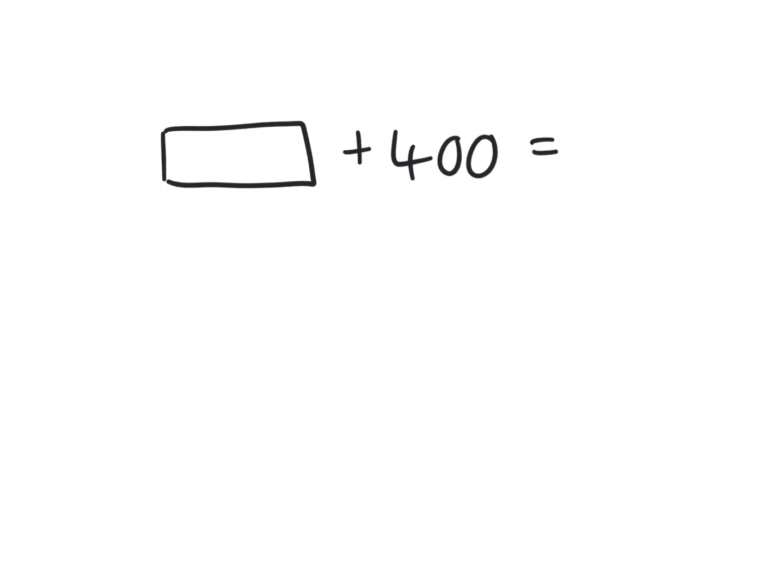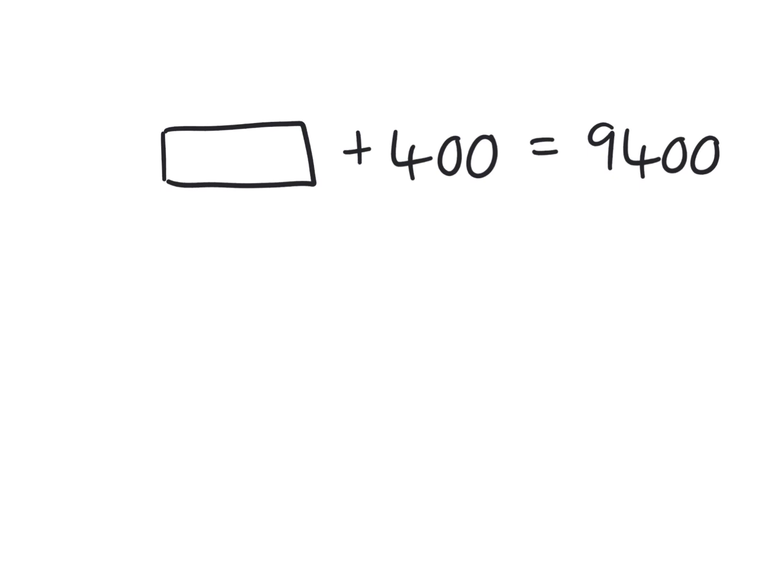And finally, we can look at some missing values. So let's have a look at this one. We've got a missing number. Add 400 gives us 9,400 altogether. I always think it's good with missing values to treat this as like a jigsaw and different pieces of this jigsaw to complete the jigsaw. So let's have a look.